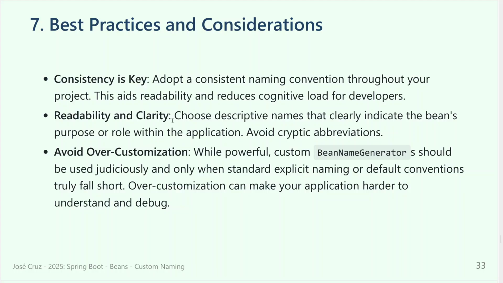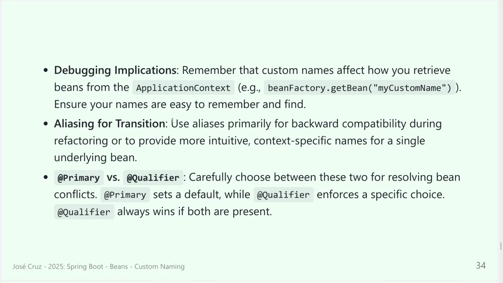Usually my legacy code belongs to these specific packages, so all the beans in these packages, I will start them with, let's say, legacy, so I can find them easily. And in my new code, I can check when I'm using a legacy bean or not. That could be a great use case for this kind of scenario.